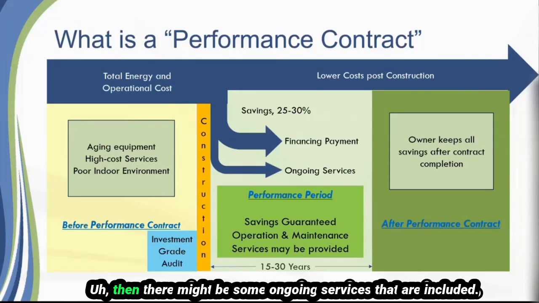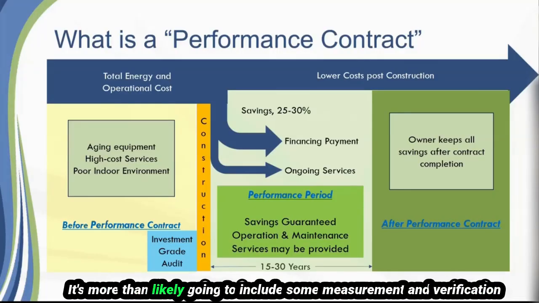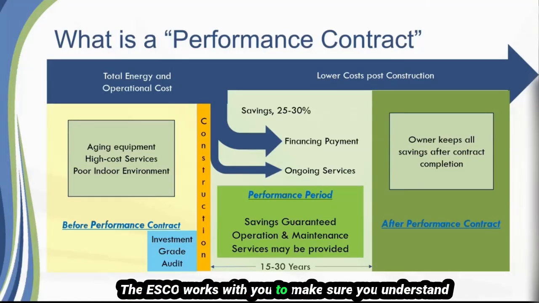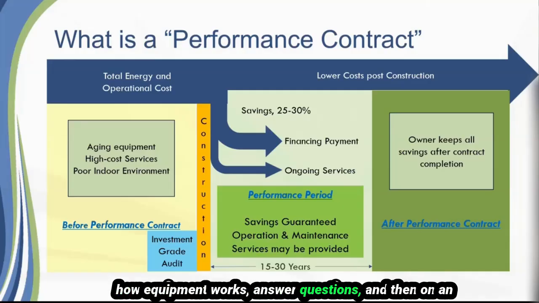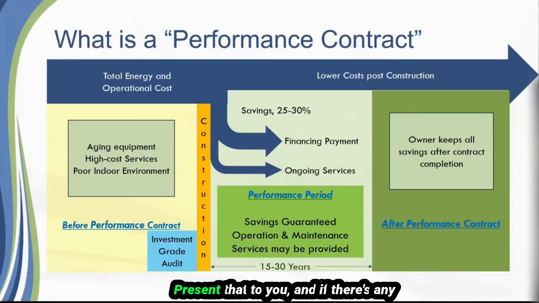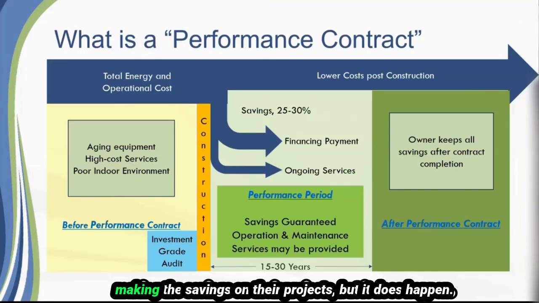Then there might be some ongoing services that are included. Maybe that's for an ongoing service contract. Maybe it's extended warranty. It's more than likely going to include some measurement and verification process to validate the savings. During the performance period, the ESCO works with you to make sure you understand how equipment works and answers questions. Then on an annual basis, typically, they'll do an evaluation of the savings, present that to you, and if there's any shortfall, they'll make a shortfall payment. Most of the time, the ESCOs are pretty good about making the savings on their projects, but it does happen.